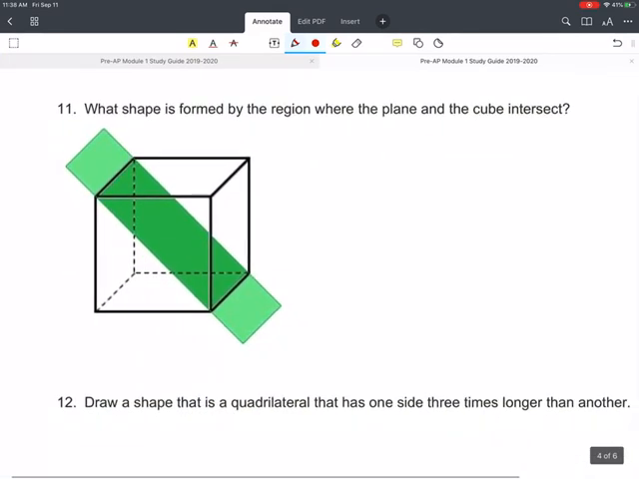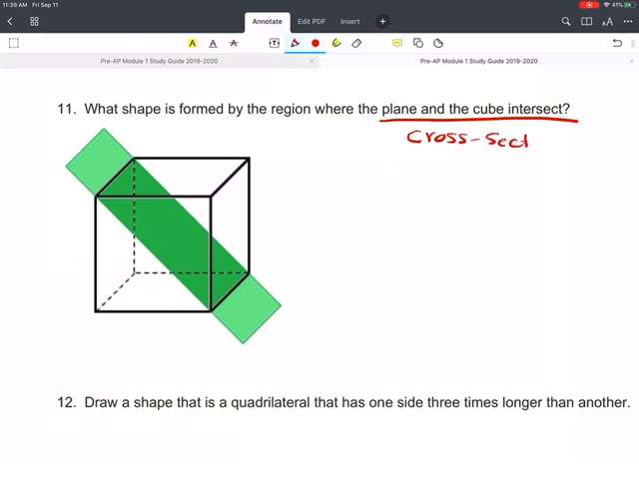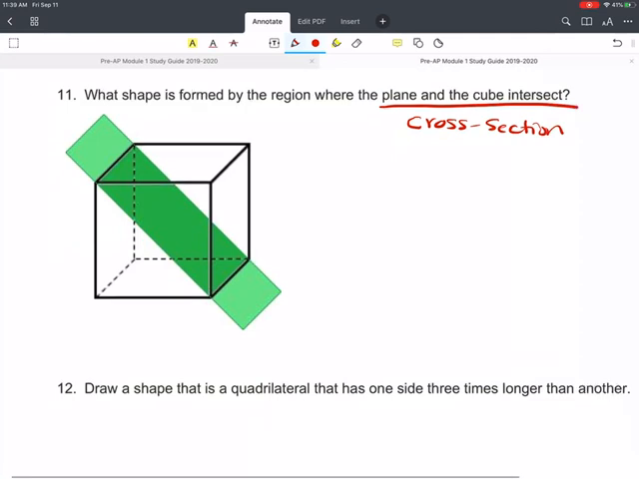11. What shape is formed by the region where the plane and the cube intersect? So that, where the plane and the cube intersect, is your cross section. So if I'm looking at mine, I know yours was not in color, but mine is green, and the plane is the green thing slicing the cube diagonally. So where it's crossing your shape is where it is a dark green. So on yours, it's like a darker gray. So that would be a rectangle.